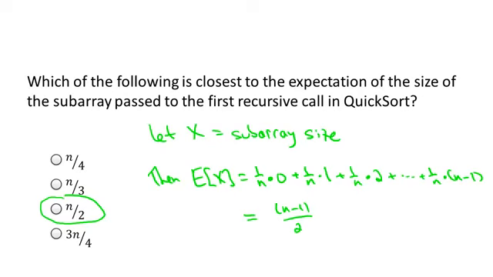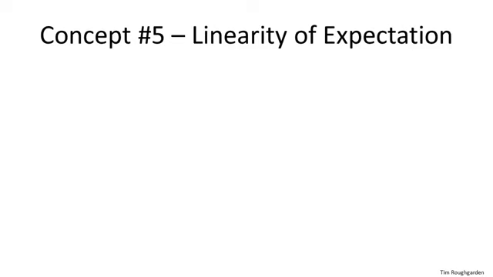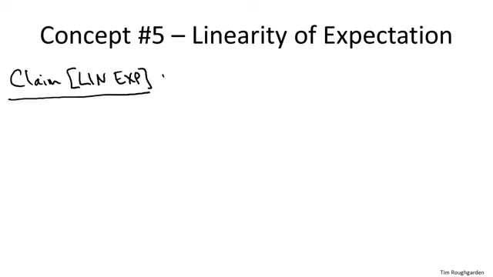So expectation is the last definition that I'm going to give you in this part 1 of the probability review. Next is our fifth and final concept for this video, which is linearity of expectation. And that's not a definition, that's more of a theorem. So what is linearity of expectation? Well, this is a very simple property of random variables that's super, super important. This comes up all the time when we analyze randomized algorithms and random processes more generally.